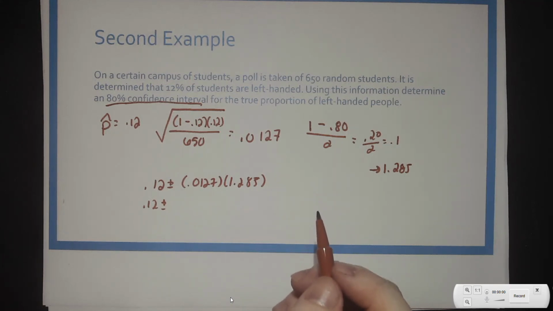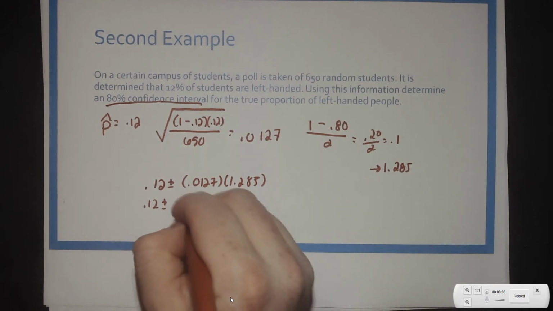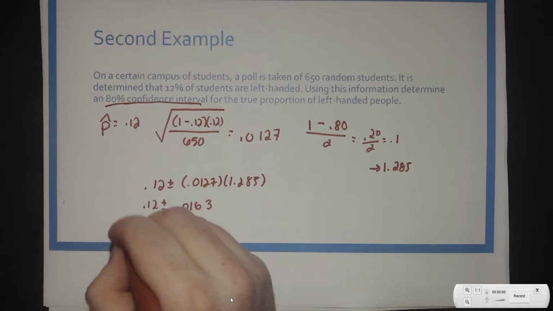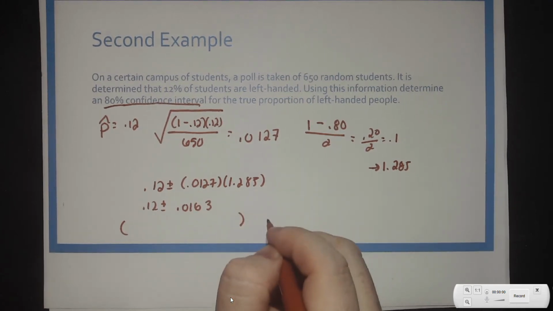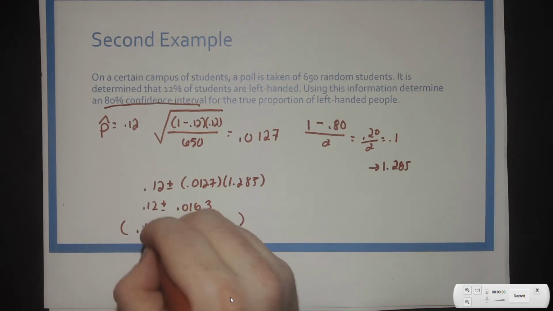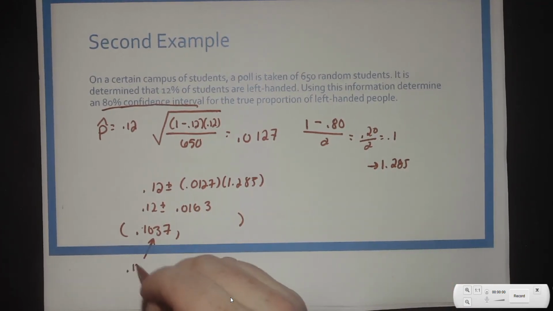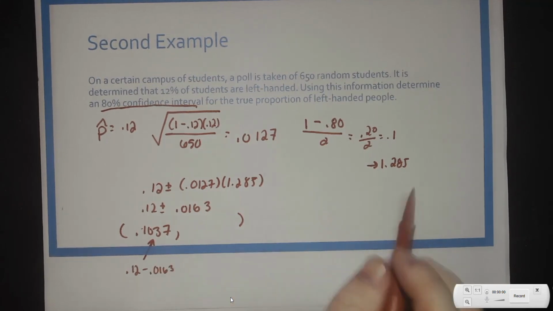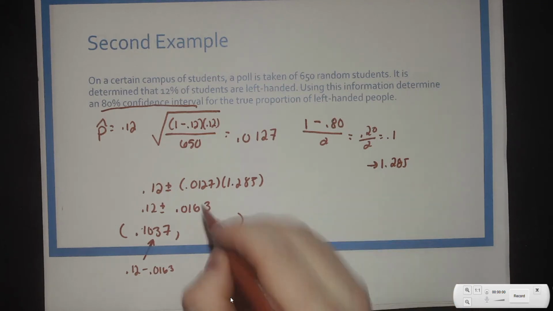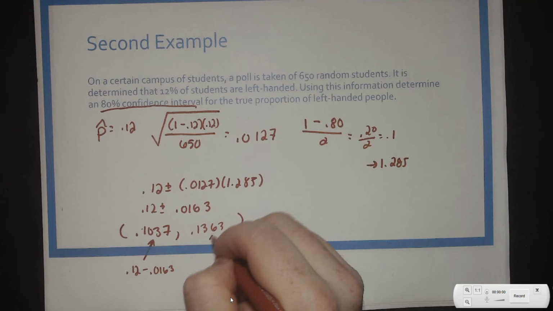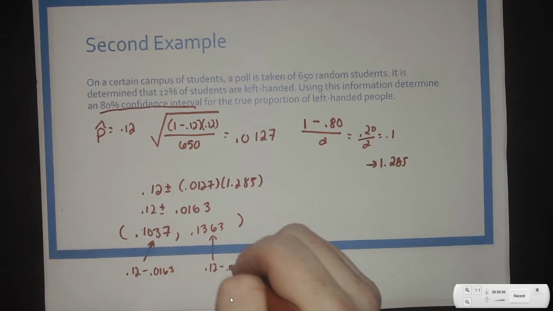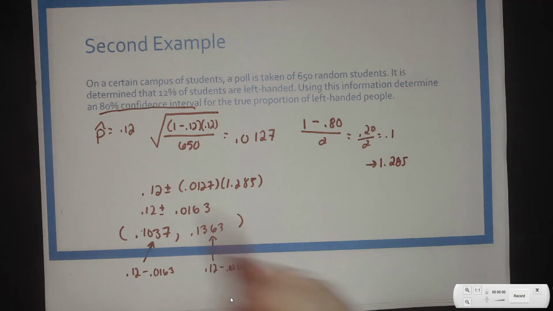Okay. 0.0127 times 1.285 is 0.0163. So 0.12 minus 0.0163 is 0.1037. And then if I add, I get 0.1363. Okay, and then that's my confidence interval.